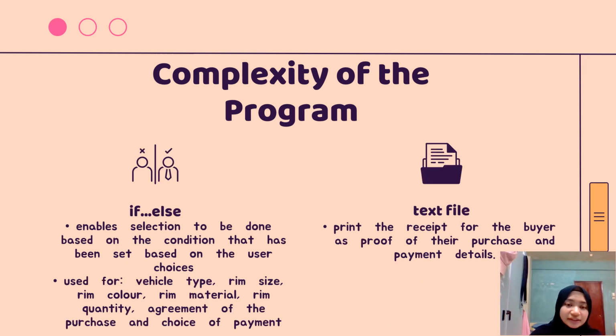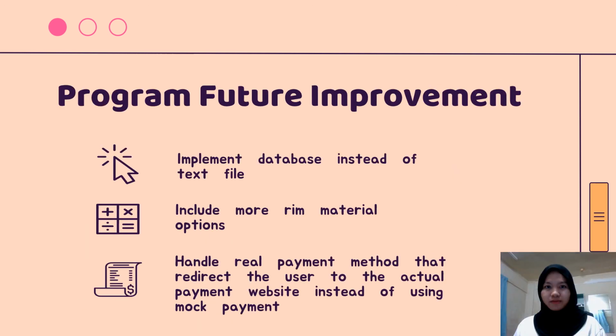Next, the if structure is also used, and the program will perform when the condition that has been set is true. It will enable the selection to be done based on the user's choice. This structure is used for vehicle type, rim size, rim color, rim material, rim quantity, agreement of the purchase, and choice of the payment option. And last, the text file is also used as the output file to print the receipt for the buyer as proof of their purchase and also payment details.